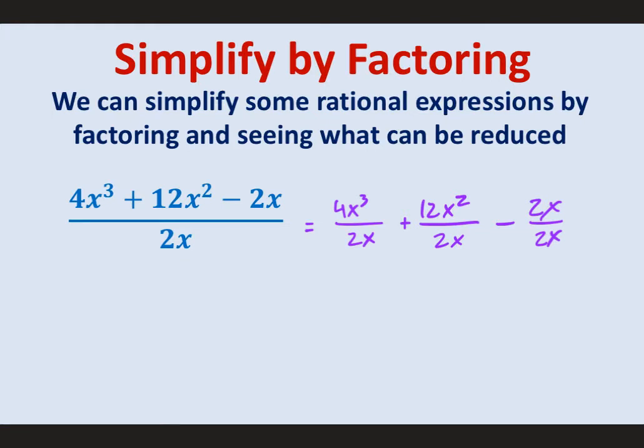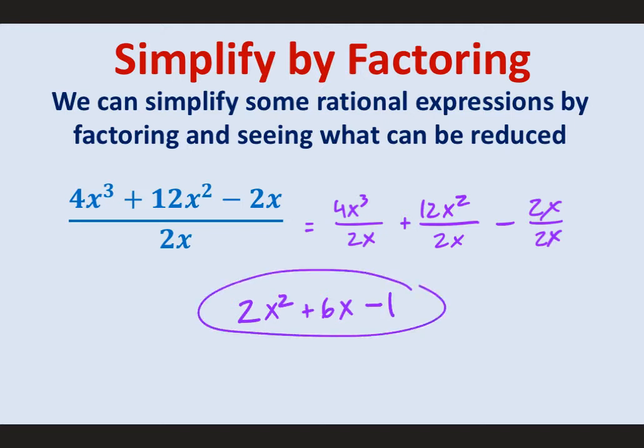4 divided by 2 is 2. X cubed divided by x is x squared, plus 12 divided by 2 is 6. X squared divided by x is just x, and then negative 2x over 2x is just negative 1, because it's the same thing on top and bottom. So if possible, this is the best, fastest, easiest way to divide. But this usually only works if there is a monomial on the bottom and everything is divisible by that monomial perfectly. Not always the case, though.